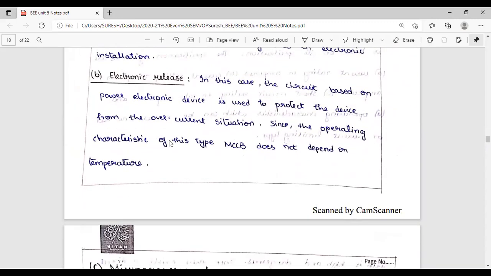Next, the second one is electronic release. In this case, a circuit based on a power electronic device is used to protect the device from the overcurrent situation. Here in the electronic device, there is one switch. Transistor is also a switch. Actually, in power electronic devices, the thyristor is the switch. We have not studied it, so you don't know about thyristors. In third year, electrical students will read this. Electronic release means with the help of a switch, we open the MCCB. Since the operating characteristic of this MCCB does not depend on temperature, it operates based on the switch only. That is electronic release.